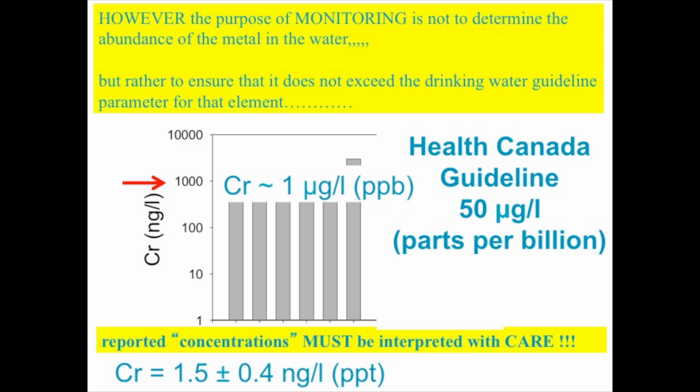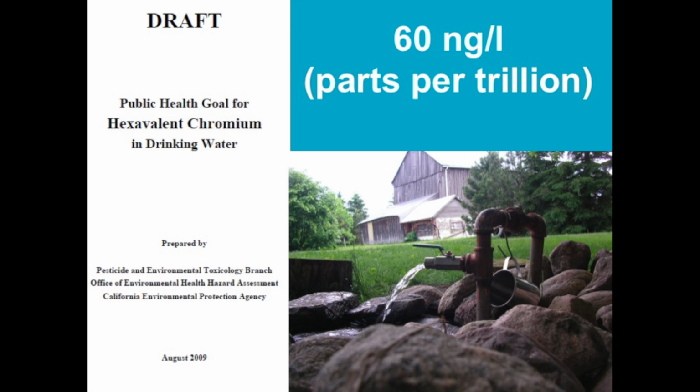The Health Canada guideline is 50 parts per billion for chrome. So you could say, Bill, what's the point of knowing if it's 1 part per trillion or 2 parts per trillion, if the drinking water guideline is so much higher? I just want to mention that the California EPA is considering a new public health goal for hexavalent chromium of 60 parts per trillion. And so then it becomes relevant what's actually in the water.